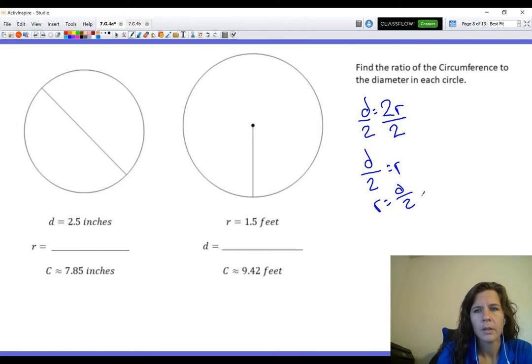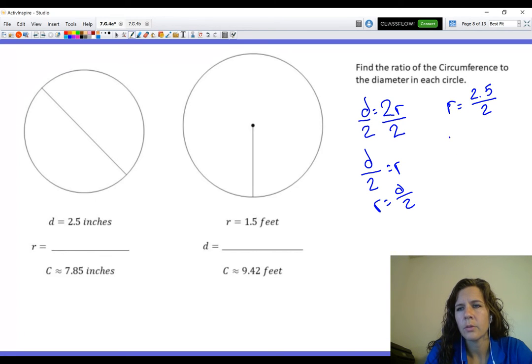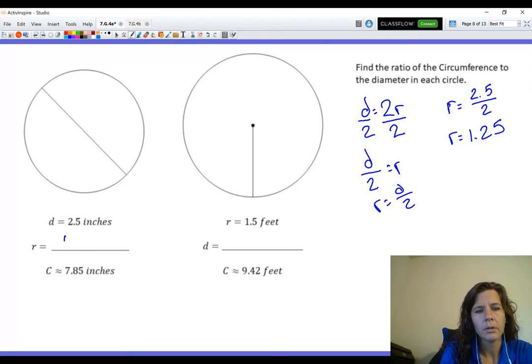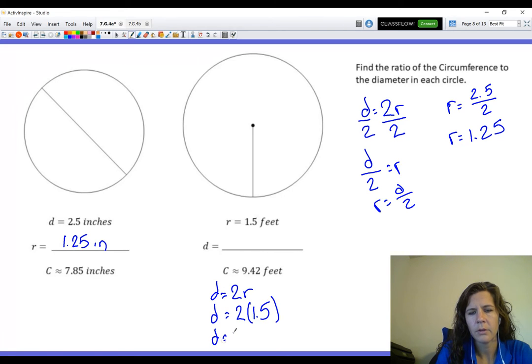So let's use that here. We have a diameter of 2.5 inches, so we have radius equals 2.5 divided by 2. All right, so 2.5 divided by 2 is 1.25. So the radius here is 1.25 inches. Okay, well here we have a radius, but we don't have diameter. But remember, we said diameter is 2 times the radius. So diameter is 2 times 1.5. Diameter is 3 feet.